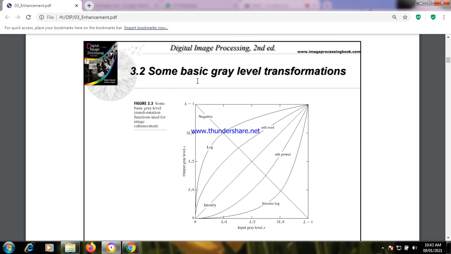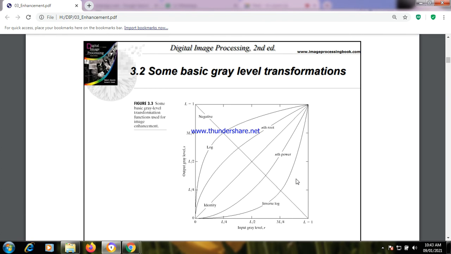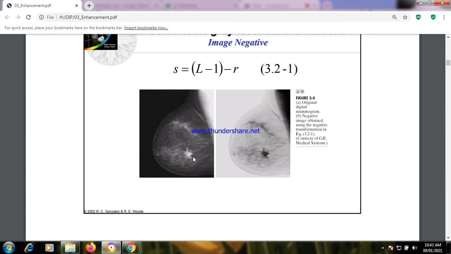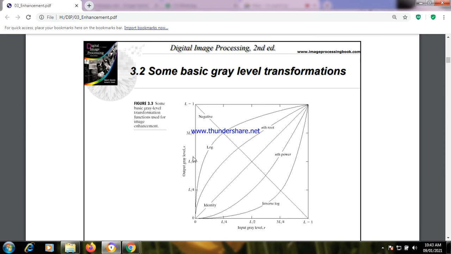Next are some basic level transformations. We have negative image, log transformation, power law transformation, and so on. We'll see them one by one. First we'll start with image negative.